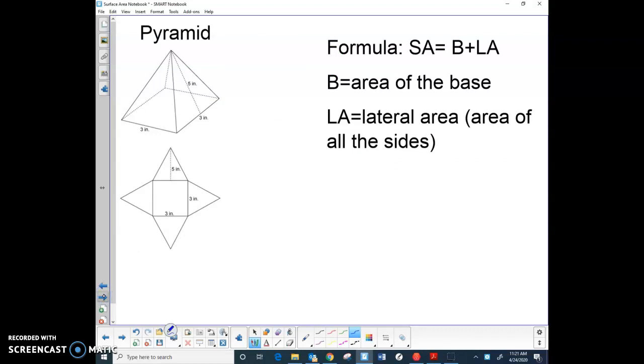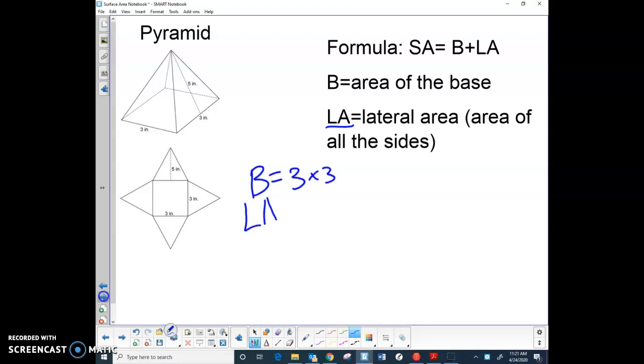All right, a pyramid. So the pyramid is similar, but this time we're just taking the area of our base and then the area of all the sides, which is called the lateral area. So these 4 faces, these 4 triangles, that's called our lateral area. All right, so what we need to do is find the area of the base, which is a square. So the area of our base is going to be 3 times 3.